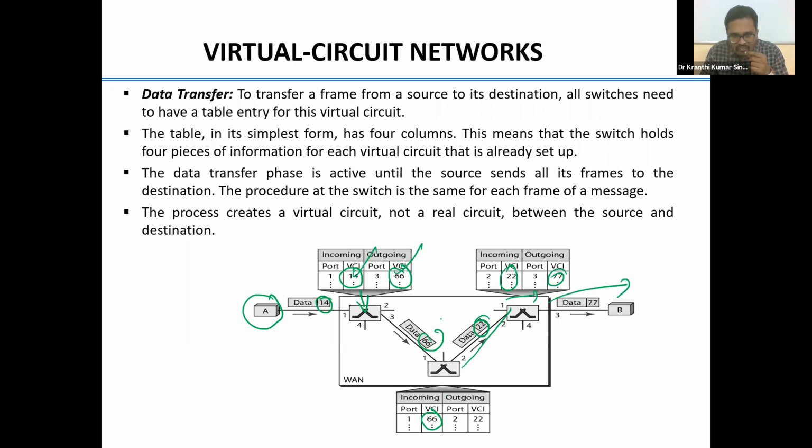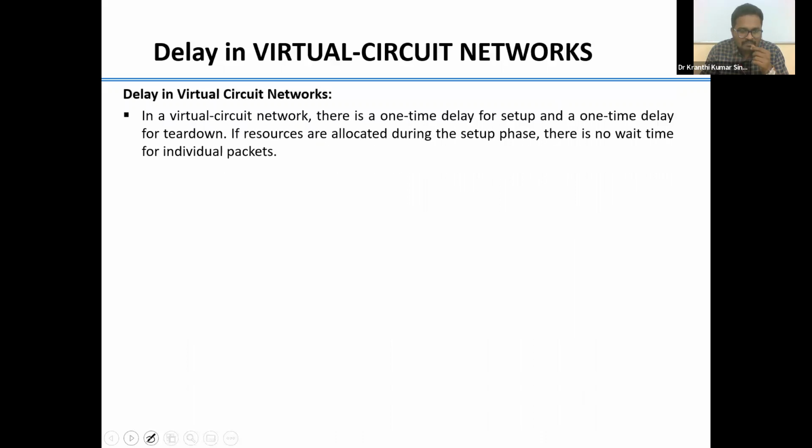So according to this VCS, according to virtual circuit identifiers, I can easily identify which devices need to send my data, and which devices need to acknowledge back to this source. So what is the delay here? In a virtual circuit network, there is a one-time delay for setup and a one-time delay for teardown. If resources are allocated during the setup phase, there is no wait time for individual packets.